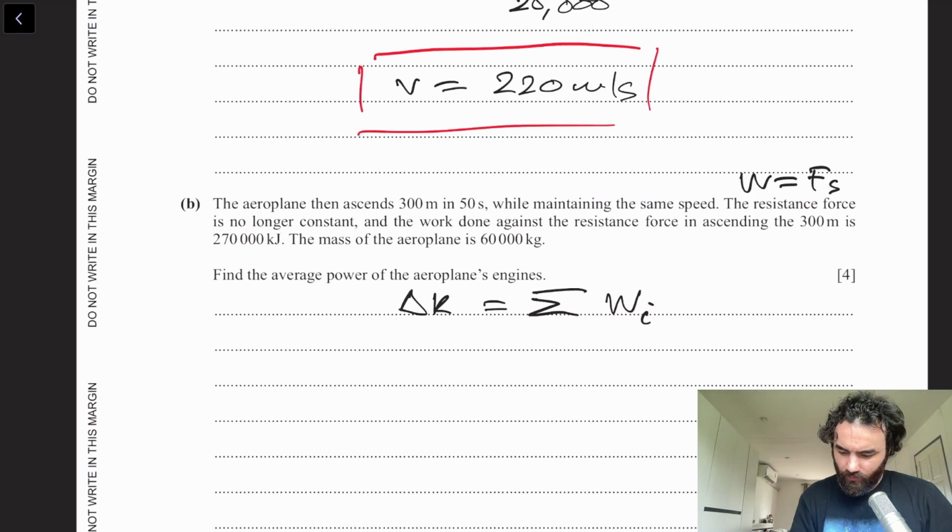And so what do we have? The resistive force is no longer constant, and the work done against the resistive force in ascending 300 meters. Okay, so what are the work dones we have here? We have the work done by the plane, minus the work done to overcome the resistive force.